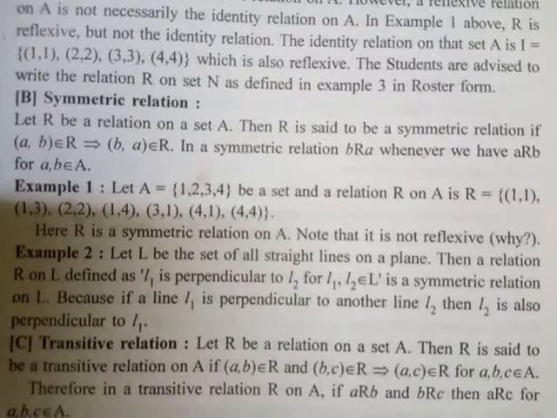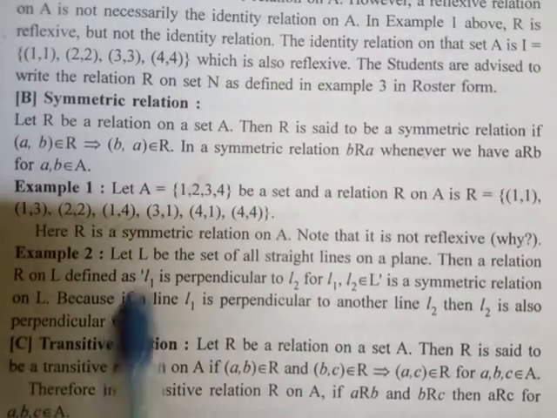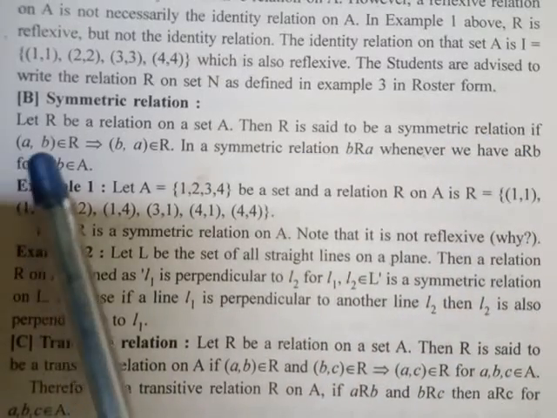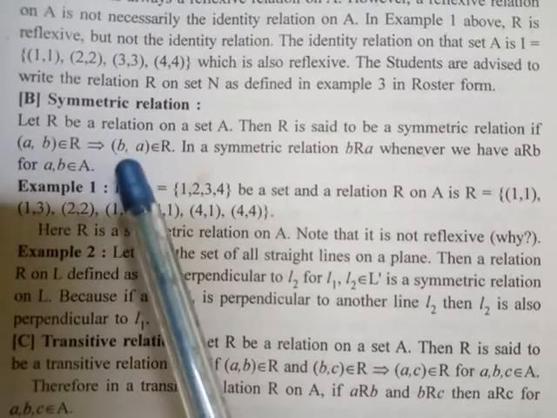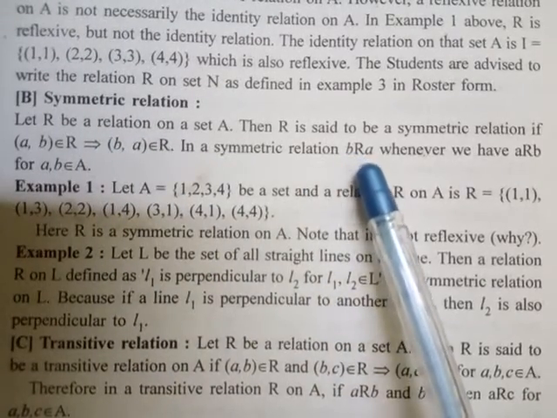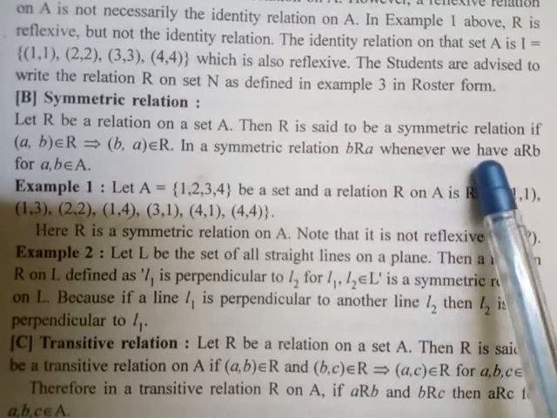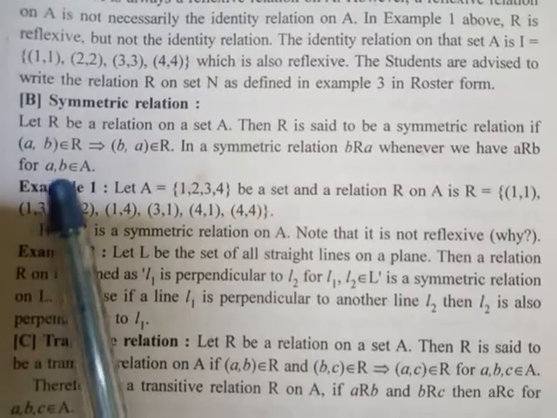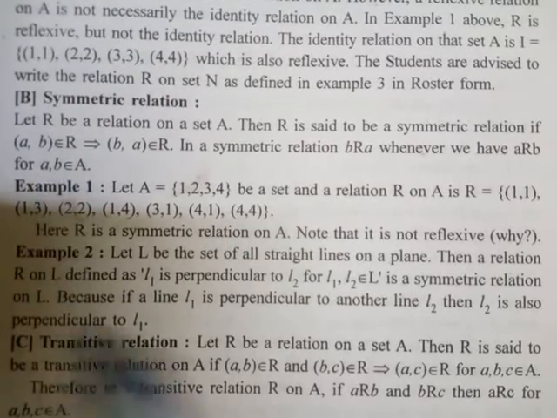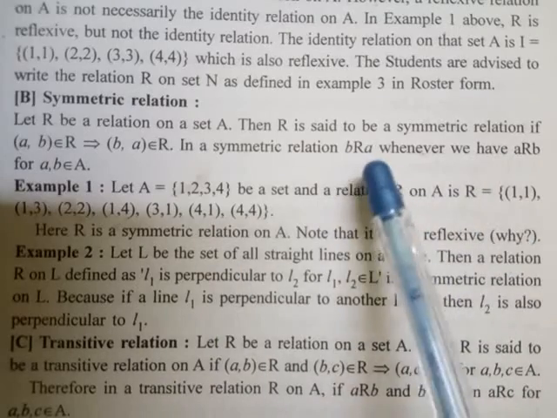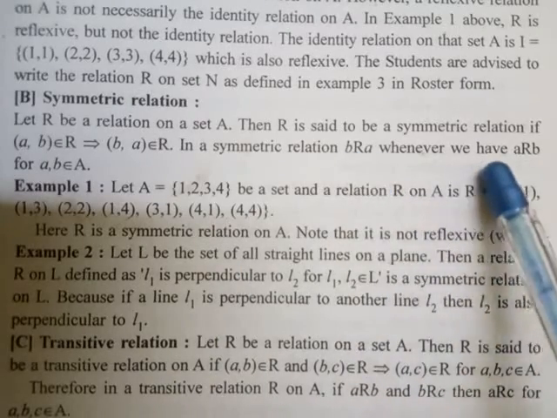Now look, students, the next one is symmetric relation. What is a symmetric relation? Let R be a relation on set A. Then R is said to be a symmetric relation if (a, b) belongs to R, then (b, a) also belongs to R. In such a symmetric relation, whenever we have a relation b, for a, b belongs to A, meaning a and b are some elements belonging to set A, we also have b relation a.